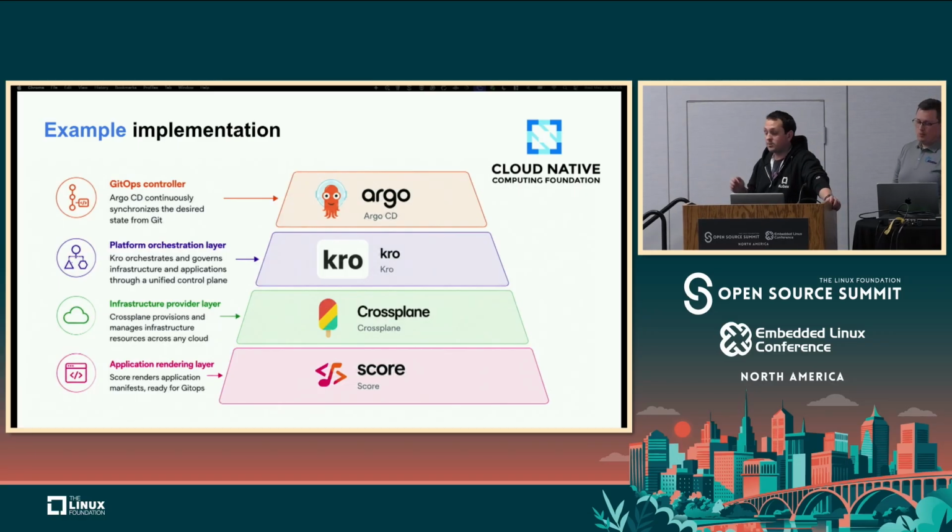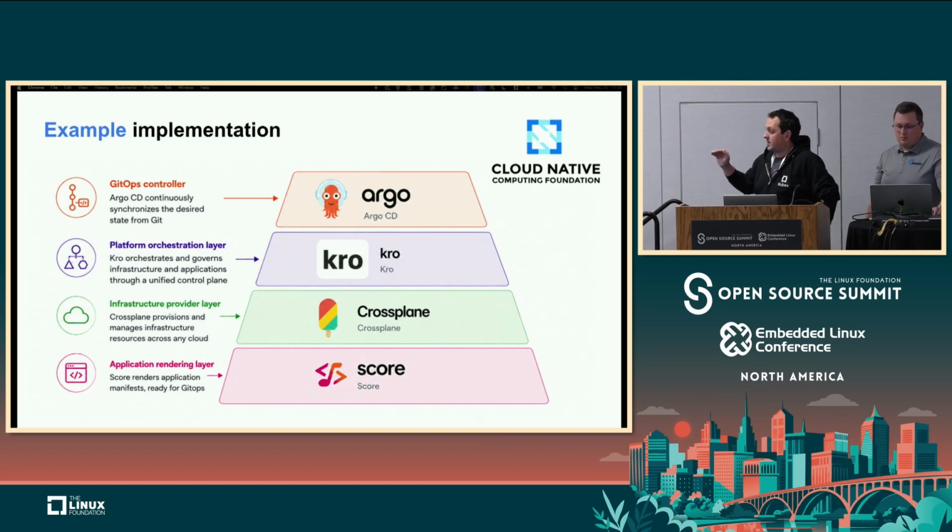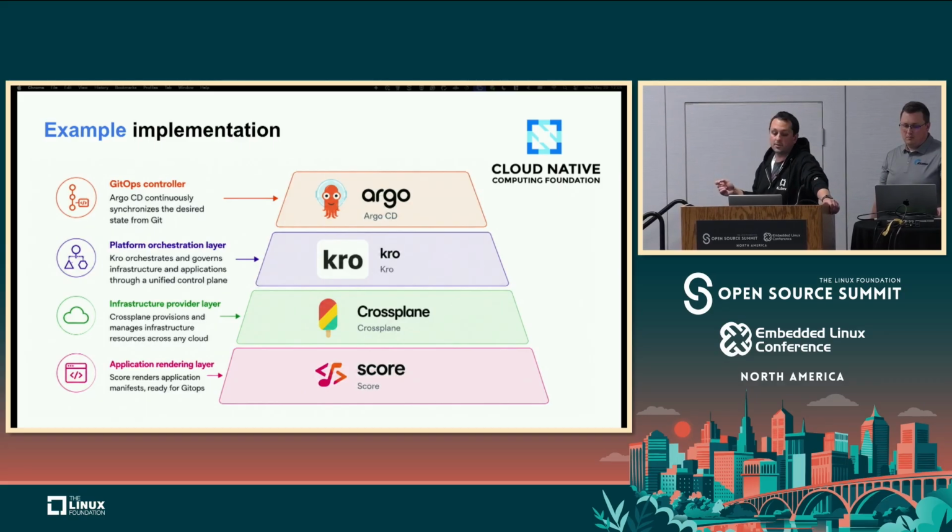It's important to understand that this is an example. You can mix and match other technologies within this stack, whether they're open source, part of the CNCF. These are just examples that we're taking. So if we zoom in and look at each of these one by one, we have Argo CD, which is a CNCF graduated project, meaning it is very mature. That's going to serve as our GitOps controller.